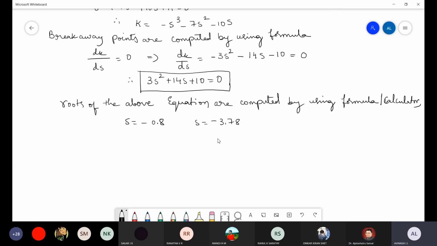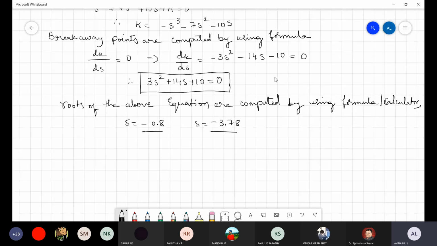So the roots of the above equation are computed by using the formula. So s equal to minus 0.8 and s equal to minus 3.78, this value we are going to get. So all of you can please check it out. Okay, I think in the calculator we will get the same answer. So now after getting these particular values, s equal to minus 0.8 and s equal to minus 3.78, we need to substitute them in the k equation.